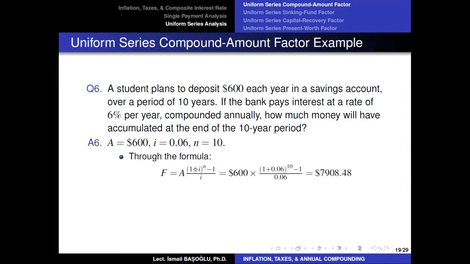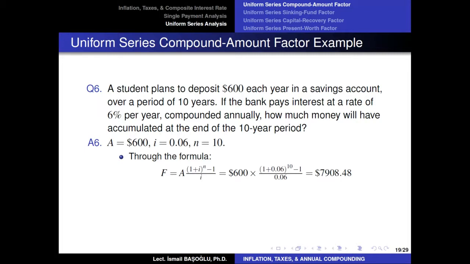Either you can use the formula, you can say the future value of this uniform series of cash flows is equal to the annual installment size times the uniform series compound amount factor. Then what you do is plug in the values. A is equal to $600. The annual compounding interest rate is 0.06, and the number of investment years is equal to 10. And the result would be $7,908.48.